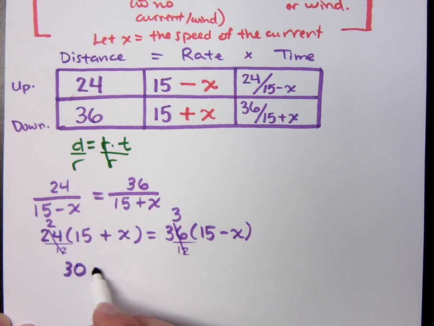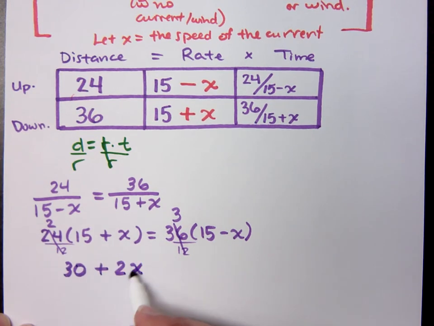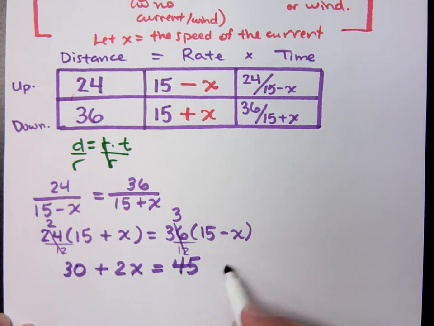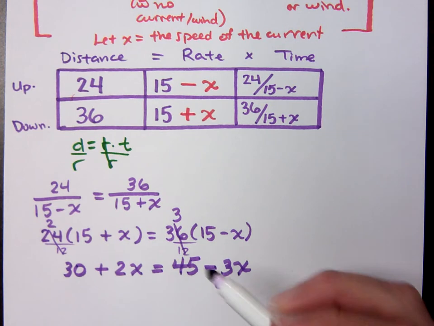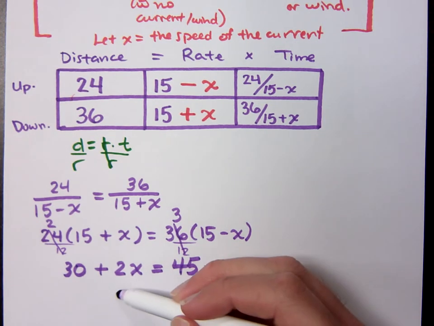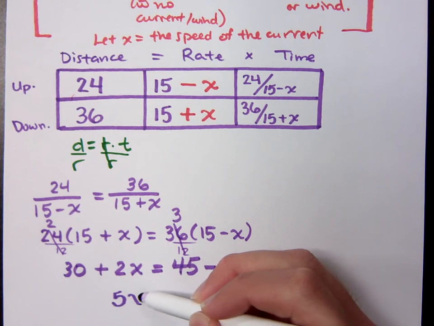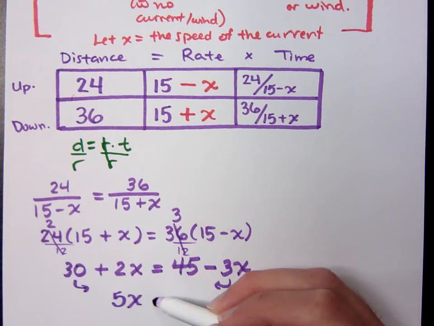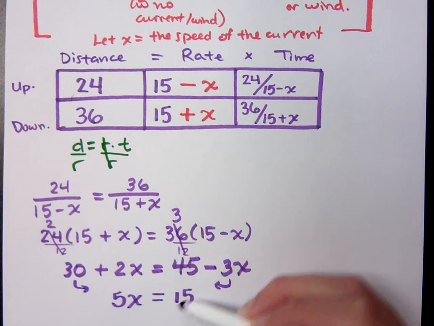I've got 30 plus 2x equals 45 minus 3x. Is this quadratic or linear? It's linear, so what am I going to do? We should put positive x on one side. Move the 3x to the left side, so I have plus 3x over here, minus 30 over there. 5x equals 15. All right, 5x on one side, subtract the 30, and I get 15. And x equals 3.